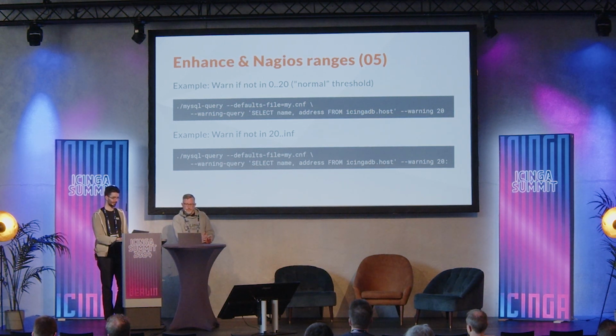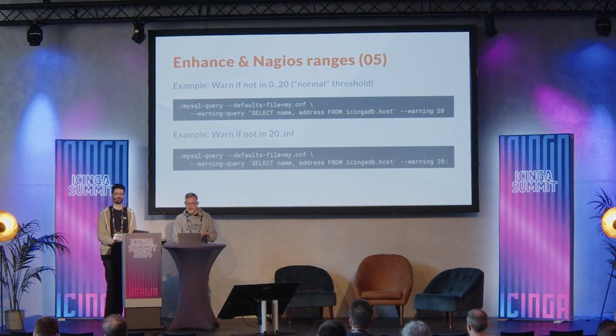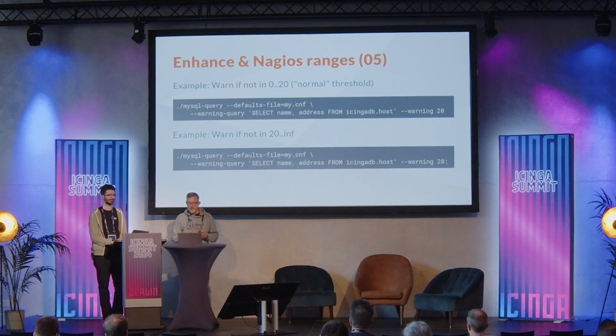For this, we already have everything we need in the code. And for those of you who forgot about Nagios ranges, the syntax, like me, every time, I provided 2 examples on this slide. The first one looks normal, but under the hood, it's also a Nagios range, and alerts if you get more than 20 hosts back. And the second Nagios range alerts if you get less than 20 hosts back by simply adding the colon.